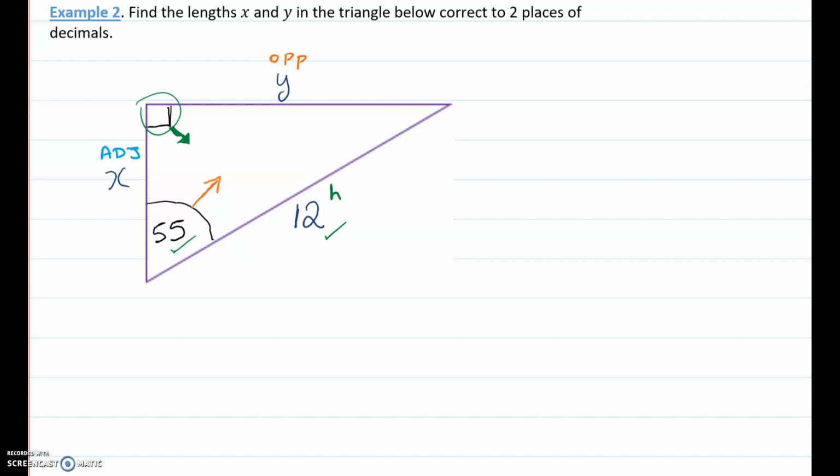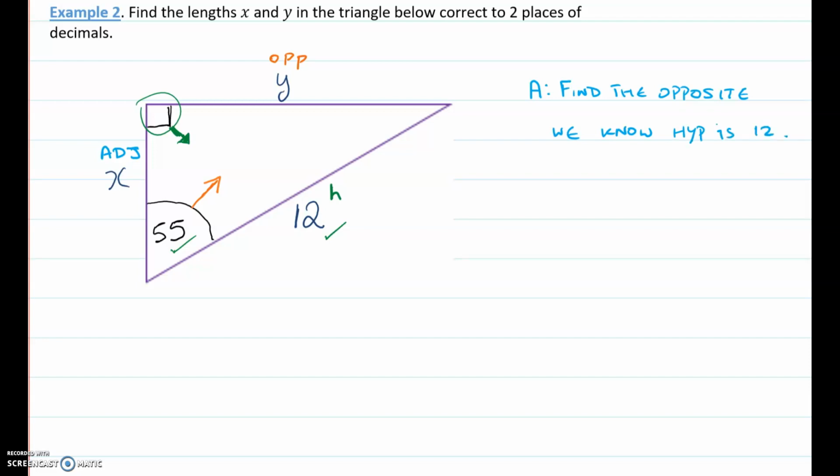Now, once we've labelled those, we set up trigonometric ratios, and let's decide which side we want to find first. Let's say we go for the opposite first. So that was part A, find the opposite. The opposite is the one we want, and we know the hypotenuse is 12.